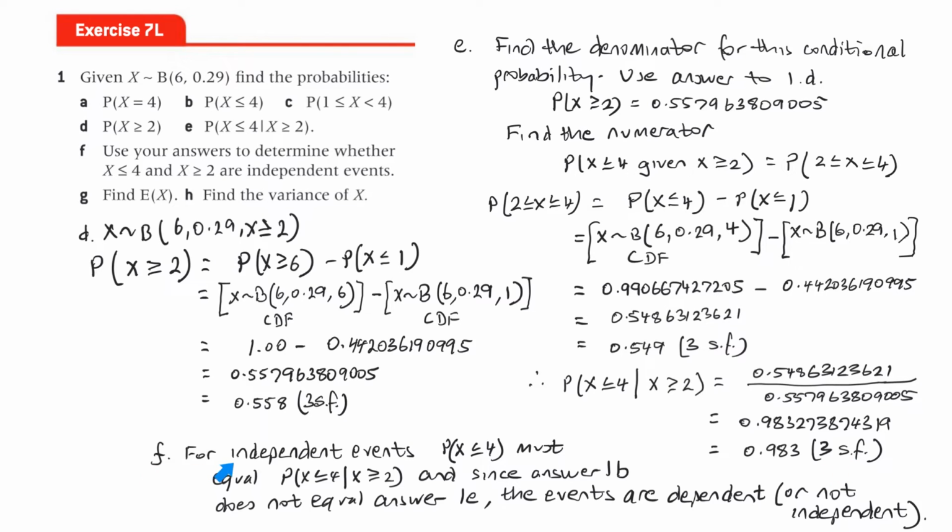Let's have a look at F. F is use your answers to determine whether x is less than or equal to 4 and x is greater than or equal to 2 are independent events. You've seen this before with conditionals. They're basically asking us, is this event independent of that event? For independent events, the probability of x is less than or equal to 4 must equal the probability that x is less than or equal to 4 given that x is greater than or equal to 2. And since answer 1b that we saw previously does not equal answer 1e, the events are dependent, or not independent.